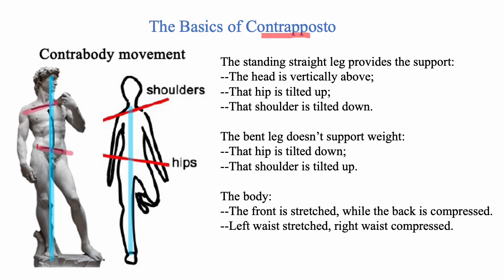Contrapposto is a dynamic standing pose where the figure is on a straight leg that provides the support. His head is above that standing leg, and his hip on that side is higher than it is on the other side. The hip tilts in one direction, the shoulders tilt in the other direction. The front is usually stretched and the back is compressed. One side of the waist here is compressed and the other side of the waist is stretched.